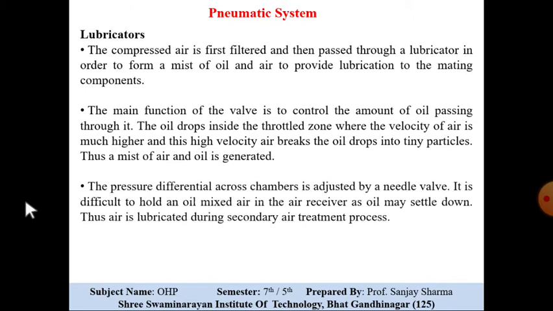It gets ready for lubrication. The pressure difference across the chamber is adjusted by a needle valve, and it is difficult to hold oil mixed air in the air receiver, as oil may settle down. Thus, air is lubricated during the secondary air treatment process. So that's why in the FRL unit, first the air is filtered and then the air is lubricated.